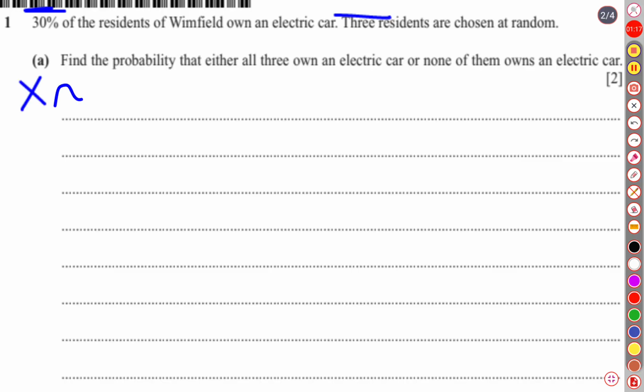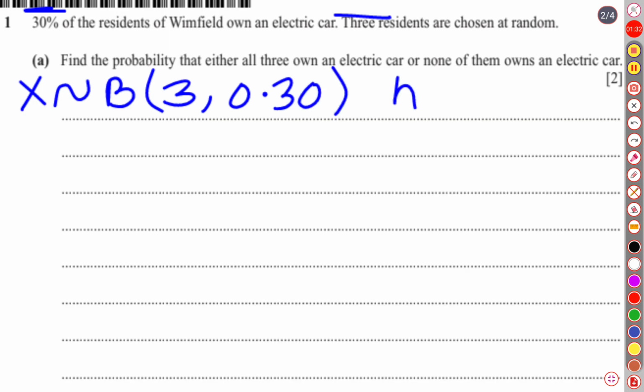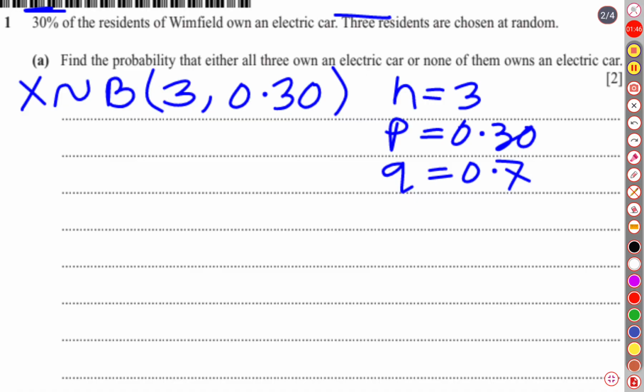X belongs to the binomial distribution. The parameters for a binomial distribution are nothing but n and p. n is 3 and the individual probability p is 0.30, whereas q is 0.7. That means 1 minus the probability; the probability of having no car is 0.70 individually.